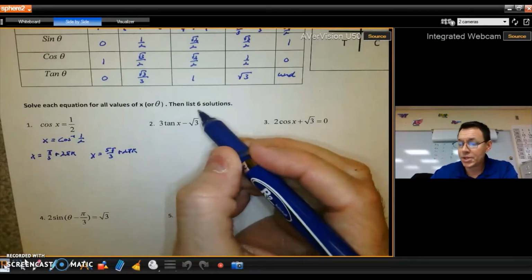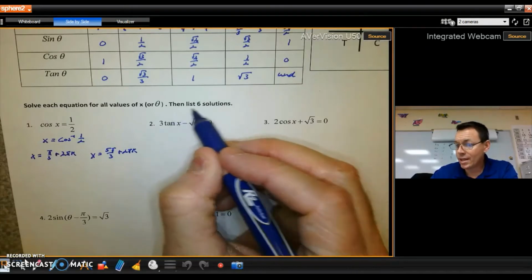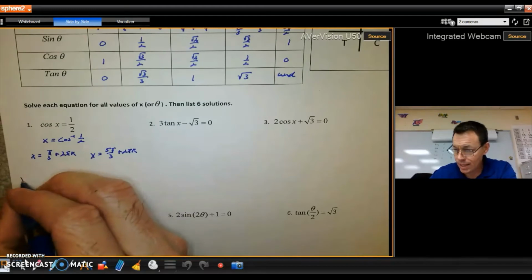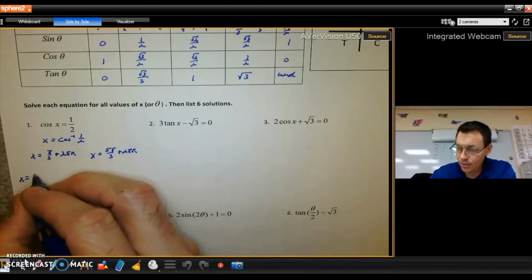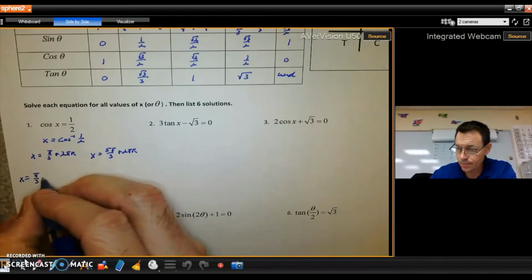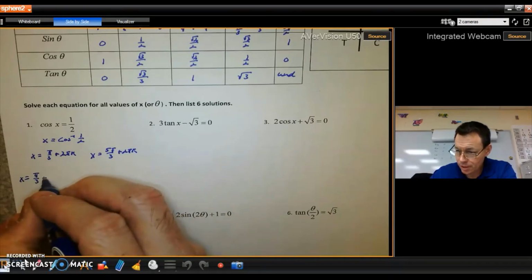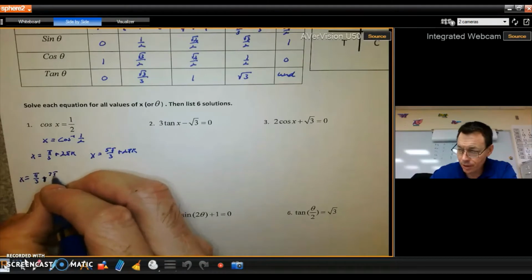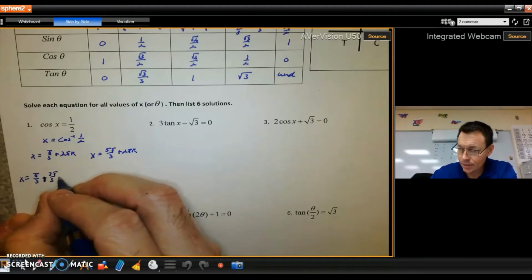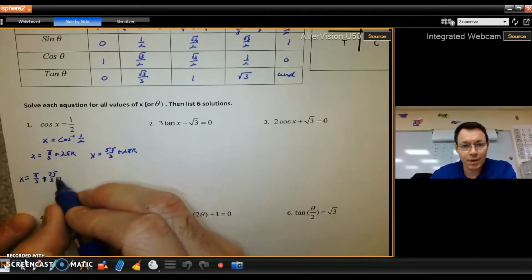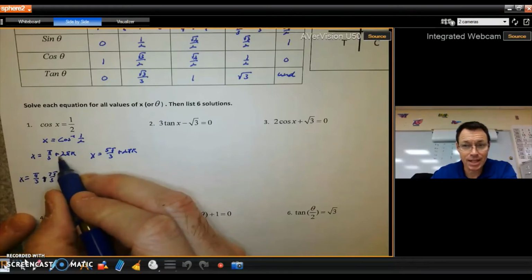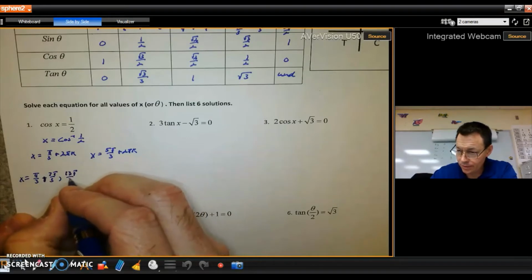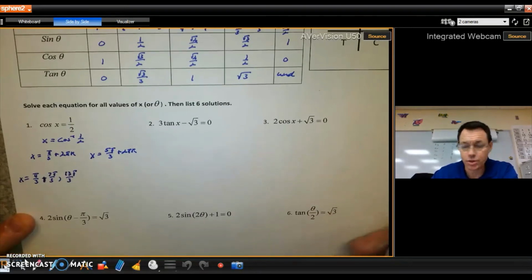Now, understanding that, the directions are going to say, then write 6 solutions. Okay, so x equals pi over 3, that's one of my solutions. But then if I add 2 pi to that, so 7 pi over 3, I get another solution. Adding 2 pi to that, so again, I'm adding 6/3, so 13 pi over 3. Those are all solutions to this equation.